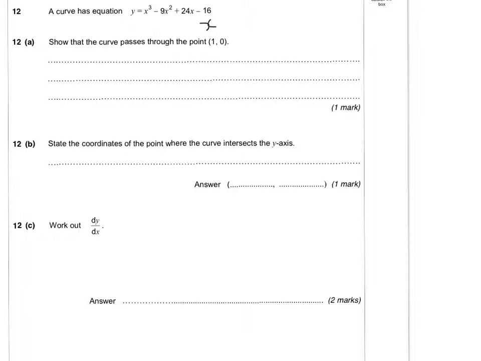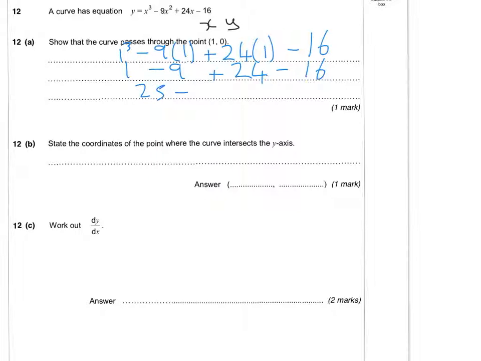So x equals 1 and y equals 0. So 1 cubed minus 9 times 1 plus 24 times 1 minus 16. So 1 minus 9 plus 24 minus 16. 25 minus 25 is equal to 0. So x equals 1, y equals 0.